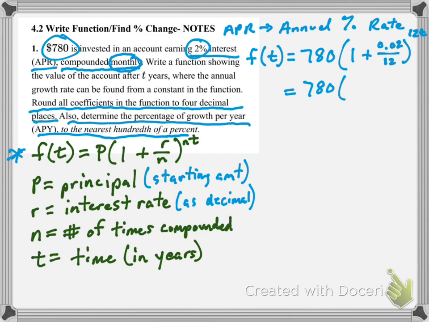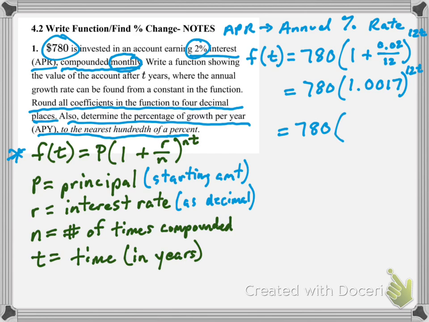Okay? Let's simplify a little. So 780. Now, let's see. 0.02 divided by 12. Oh boy. Okay. So that's 0.00166666. But remember, it says round to 4 decimal places. So what this really is, it's going to be 1 plus that. So 1.0017 to the 12t. So all I did was I simplified what was in the parentheses. Okay? Now, our next step.